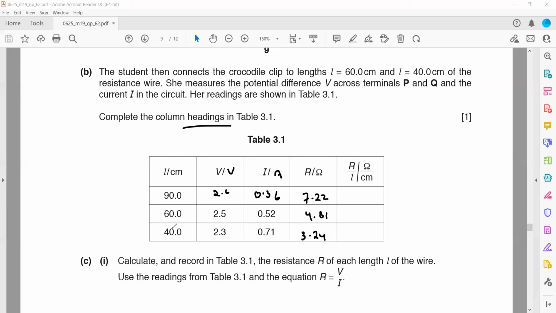And then resistance divided by length. So the lengths are 90, 60, and 40. This answer will be divided by 90, because this is R over L, resistance divided by length. So 7.22 divided by 90 gives us 0.08. Then 4.81 divided by 60 gives 0.08. And 3.24 divided by 40 is also 0.08. So we get the same answer, resistance divided by length, for this column.